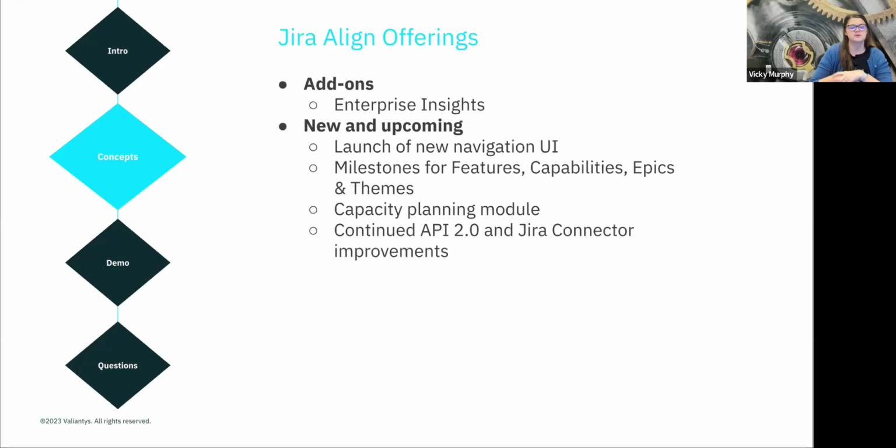Some new and upcoming features of Jira Align. Atlassian has fully rolled out their new navigation of the tool. So if you saw a demo this time last year, you actually probably would have seen it in the legacy UI. But over the last year, they have really done a lot to roll out that new functionality that we will see today. We have the ability to now add milestones for features, capabilities, epics, and themes, and visualize those on the Jira Align roadmap. There's a new capacity planning module that I will be showing today when we get in the tool. And Atlassian continues to streamline Jira Align as a whole, as well as add to the API 2.0 and Jira connector improvements to make working with the tool even more seamless.